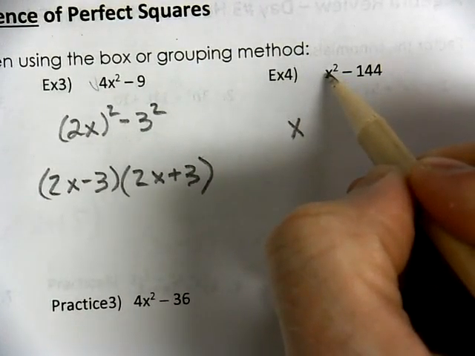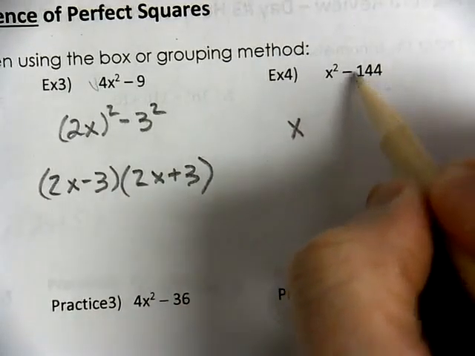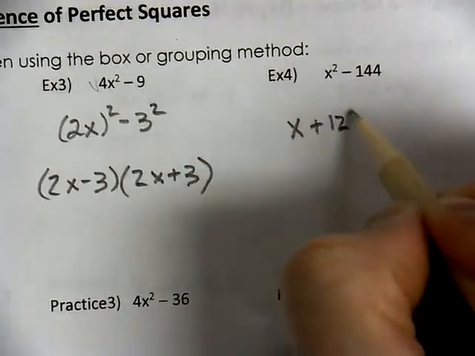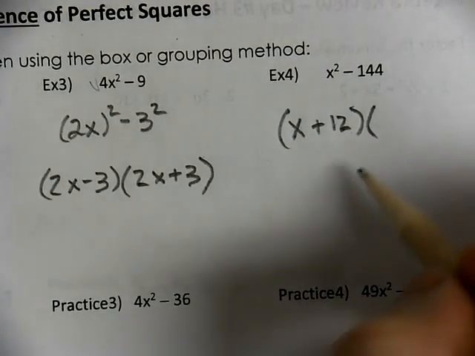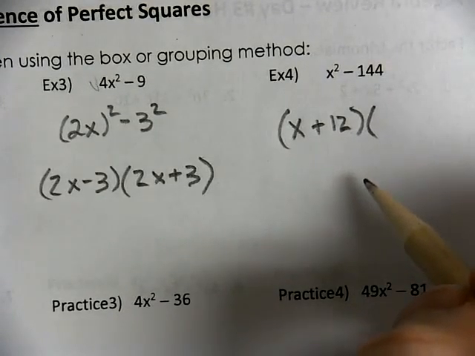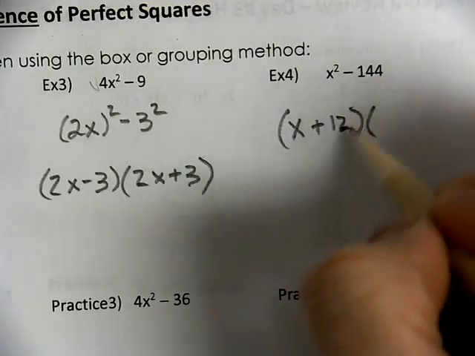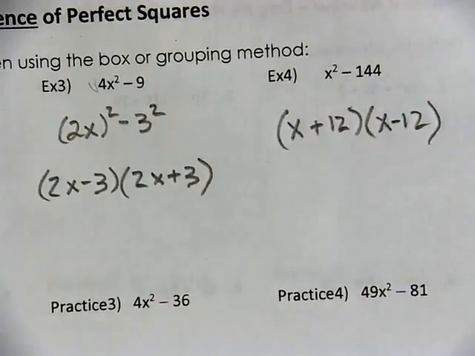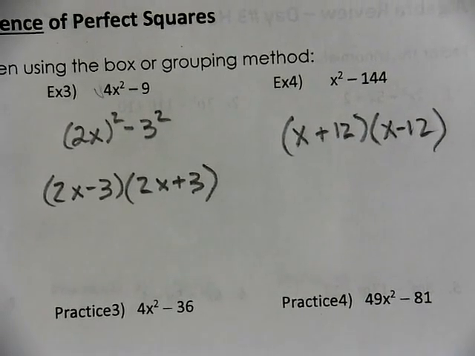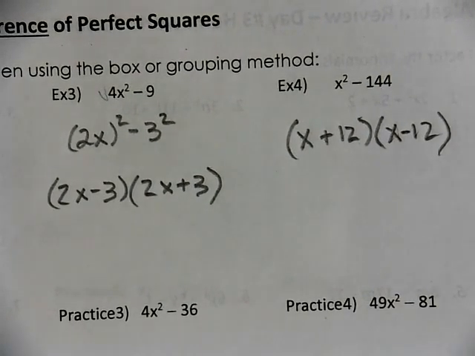The square root of x squared is x, so it's going to be x plus 12, because the square root of 144 is also 12, so x minus 12. Now pause the video and you try the next four.